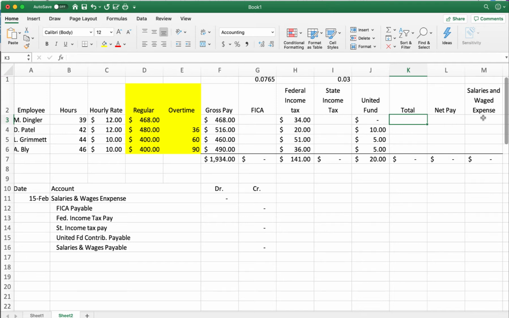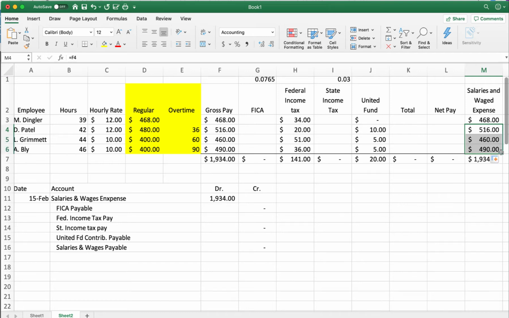Then we end up with salaries and wages expense. Well, the salaries and wages expense has to be equal to the gross pay because we are paying our employee, like for Dingler, we are paying her $468. Okay? The fact that the government takes FICA, federal income tax, state income tax, and any voluntary withholdings has nothing to do with us. They're getting 460, or she's getting 468. Patel is getting $516. Okay?